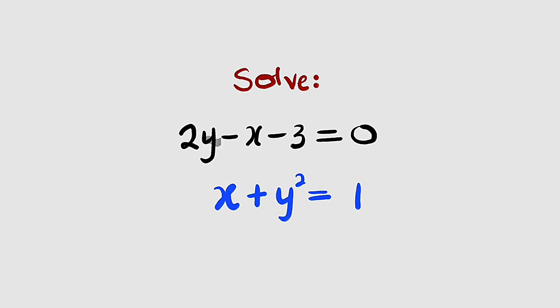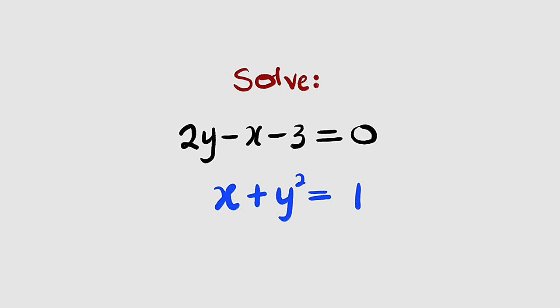Let us find a solution to this system of linear and quadratic equations. We are given that 2y minus x minus 3 is equal to 0 and the second equation x plus y squared equals 1. We are looking for the real values of x and y that can satisfy both equations. We have different methods of solving systems of equations: elimination, substitution, graphical, and so on.